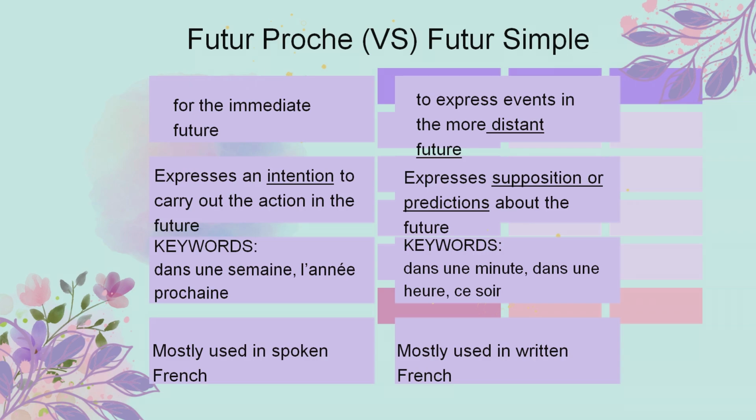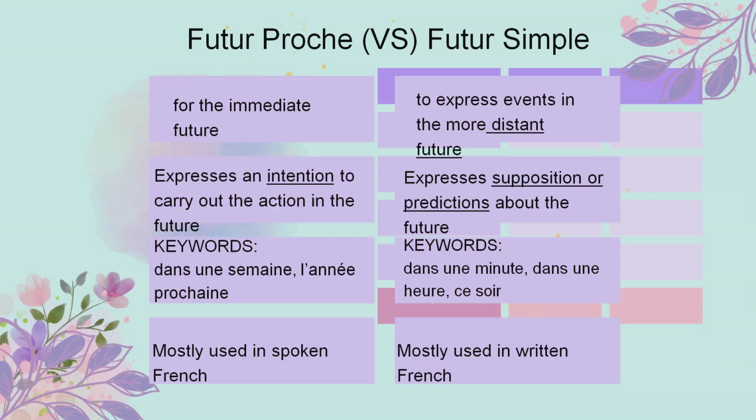Now coming to the comparison, the futur proche versus the futur simple. The futur proche is for the immediate future and expresses an intention to carry out the action in the future. Keywords will be dans, demain, l'année prochaine. It is mostly used in spoken French.